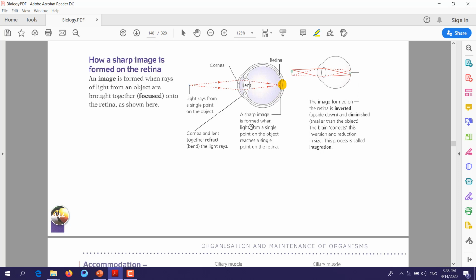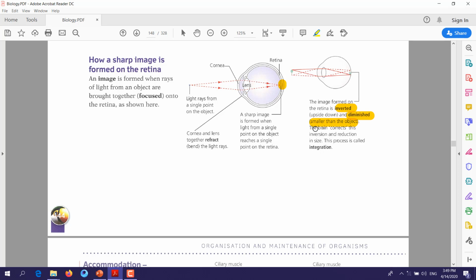A sharp image is formed when light from a single point on the object reaches a single point of the retina. But what will the image formed on the retina be like? It is inverted. What do we mean by inverted here? It means it will be upside down. And diminished. What does that mean? It's smaller than the object. So the image formed on the retina is inverted, upside down, and also smaller than its real size.